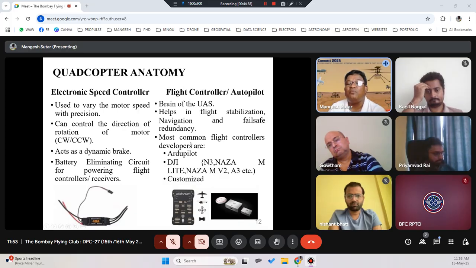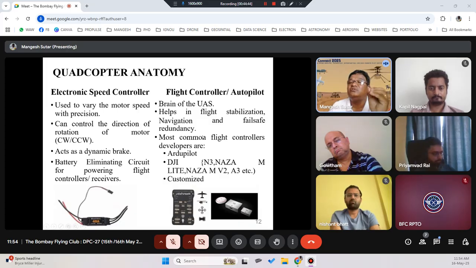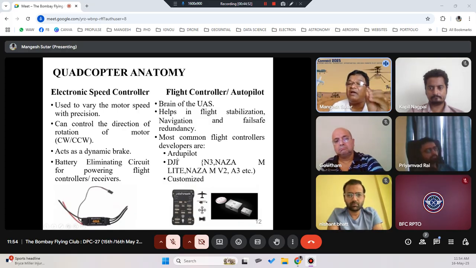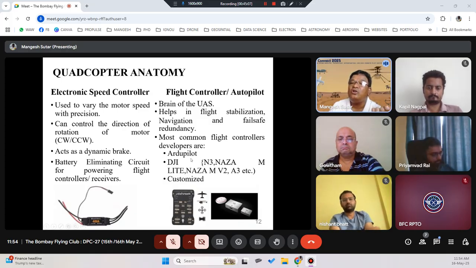Most common flight controller developers are ArduPilot. ArduPilot is the most used flight controller. I would say almost 80% of drones use ArduPilot, or people have derived new flight controllers from the technology used by ArduPilot. So you see DJI, A2, NAZA M V2, Wookong, or even other customized flight controllers available in the market. They all are using the concept of ArduPilot only.